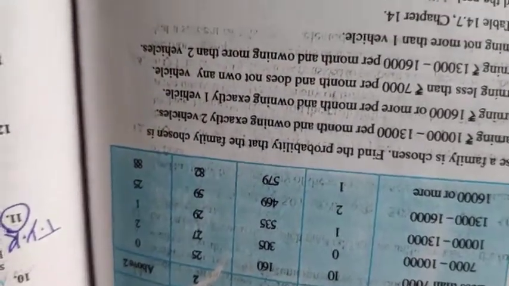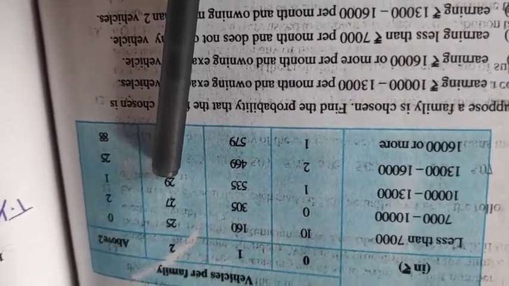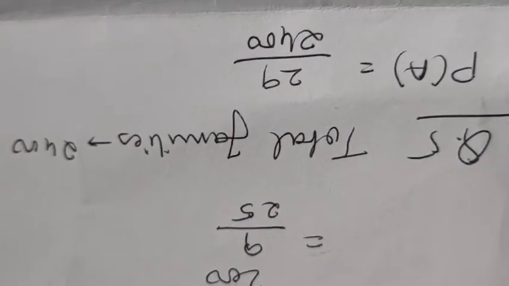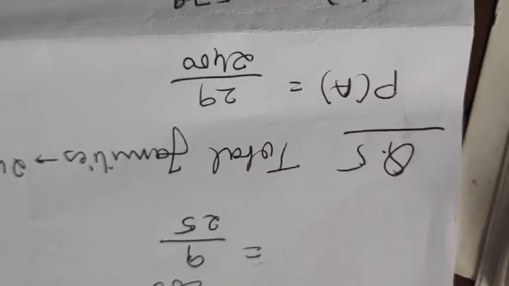And total number of families, what was the question given to you? 2,400 families. Previous page, the question is given. Am I right? See, selected 2,400 families. So, vehicles are 29 in the category of 10,000 to 13,000 and total number of families 2,400. So, the sum would be worked out in this manner. The probability for the first question will be 29 upon 2400 and it cannot be reduced.